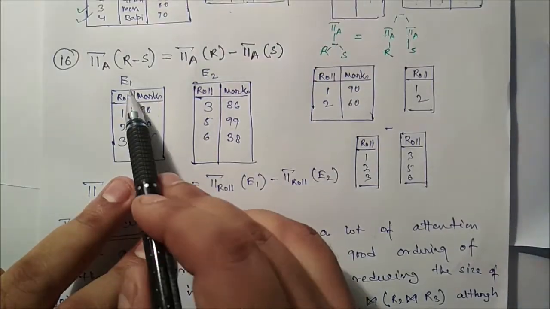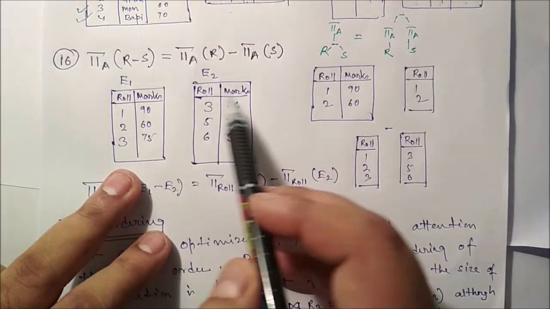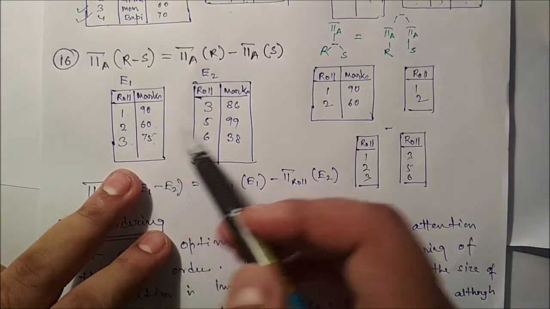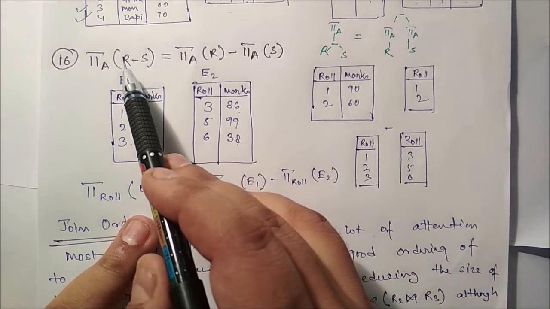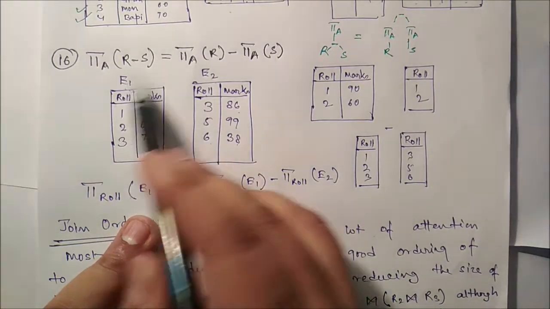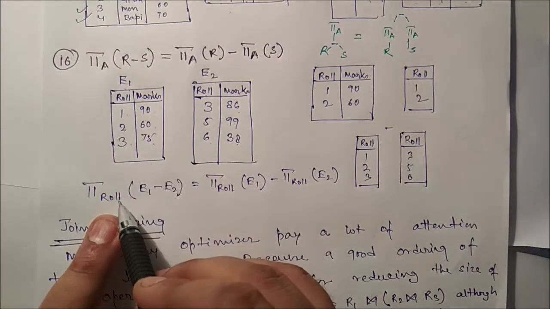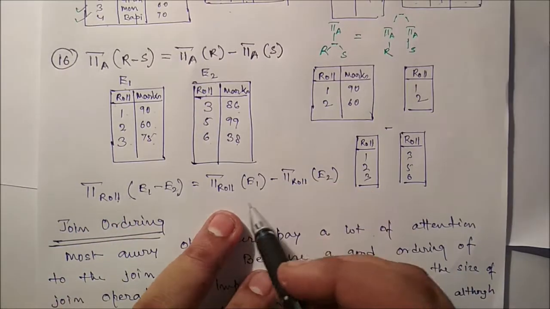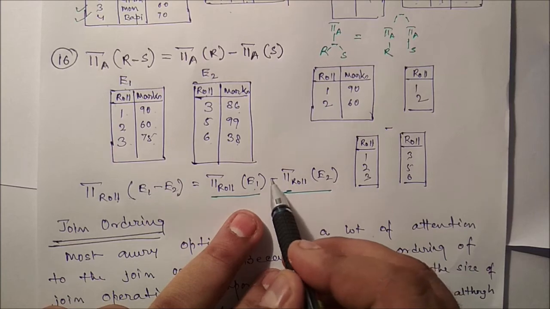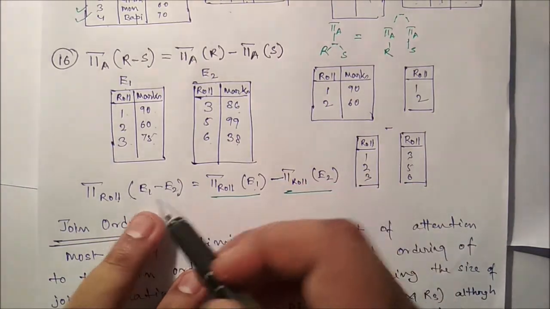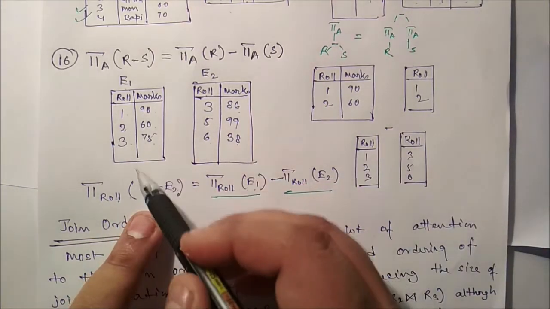So we have two tables E1 and E2 where roll number and marks are there. Roll number, marks: 1, 2, 3, 90, 60, 75, and 3, 5, 6, 86, 99, 38. So what you can do, first E1 minus E2, R minus S, then we need only the roll number. Or what you can do, first extract roll number from E1, extract roll number from E2, then apply the difference.